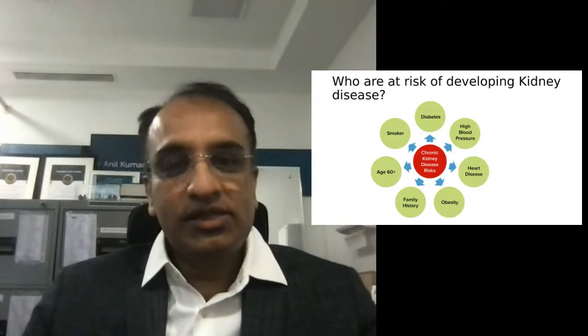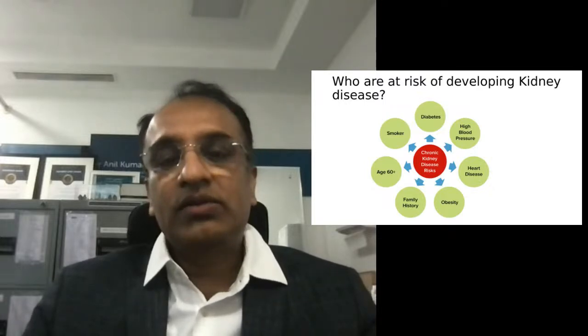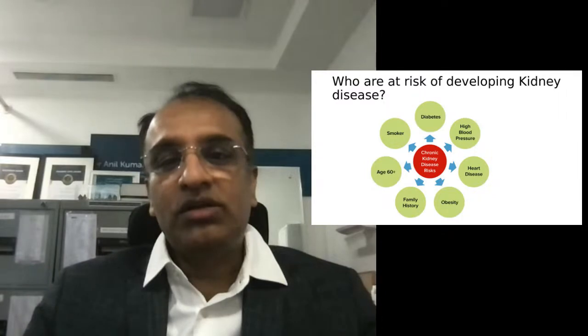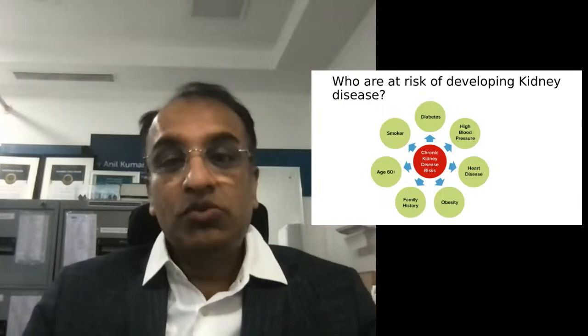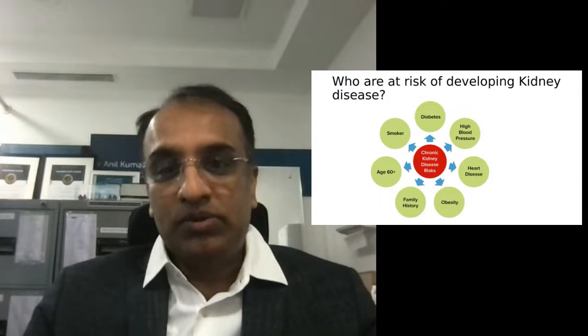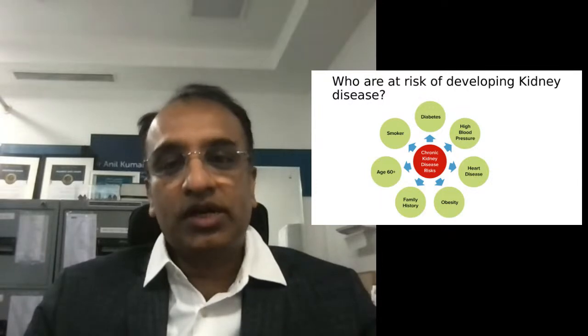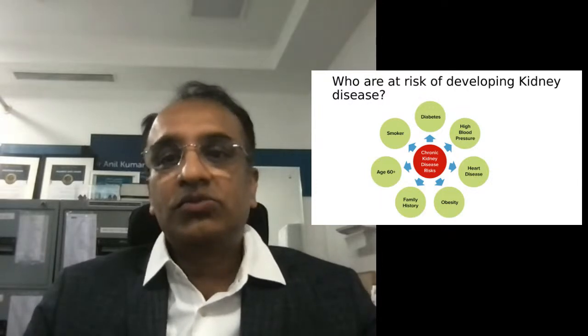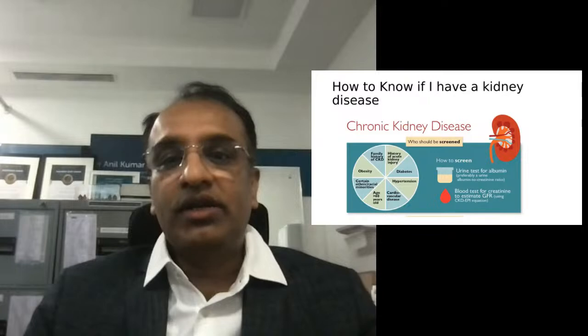So there are some diseases which run in the family. Not all kidney diseases run in the family, but some do. So if you have a family history of kidney disease, you need to screen yourself. Age more than 60 years, as they have more propensity to develop chronic kidney disease, and chronic smoking. All these are risk factors to develop chronic kidney disease.